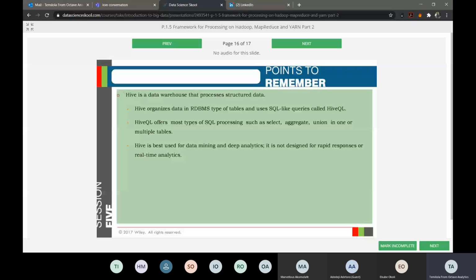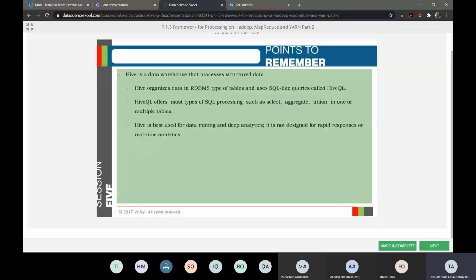Other technologies that you might want to take note of for running SQL-like queries in your Hadoop ecosystem include Impala, spelled IMPALA, or you can also use Tez.